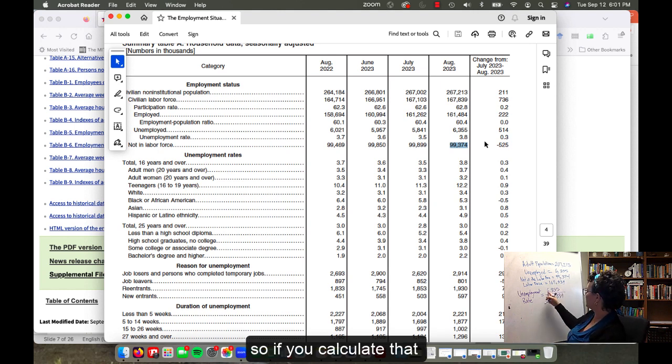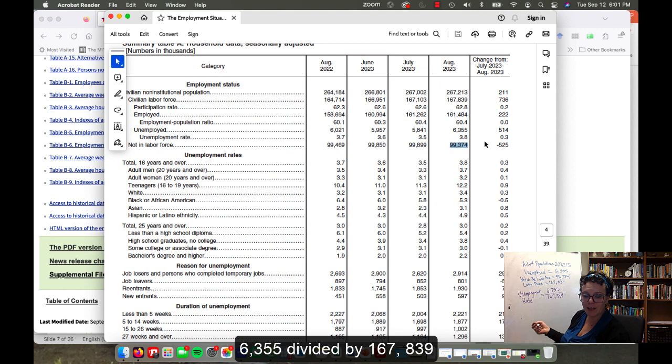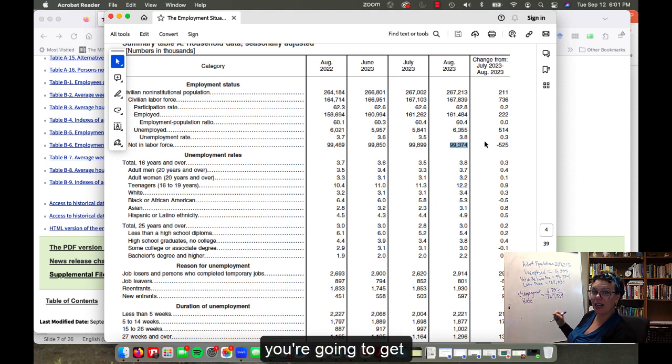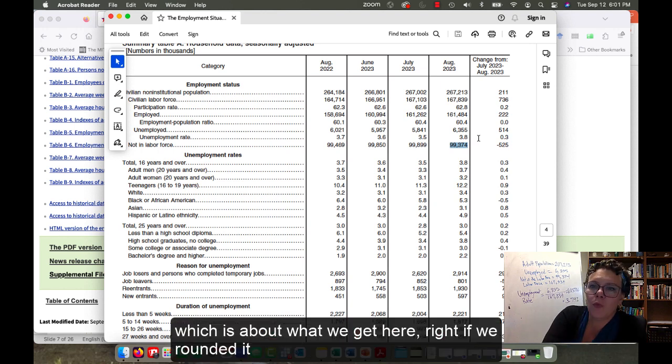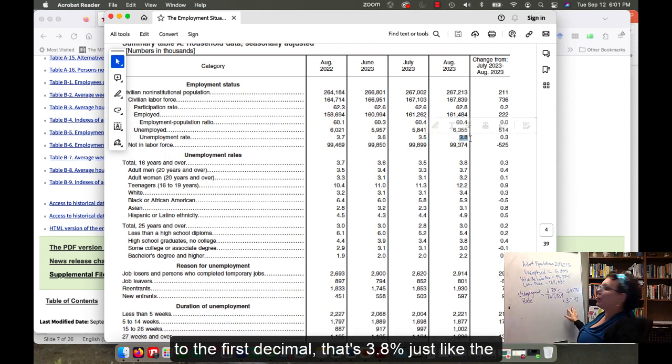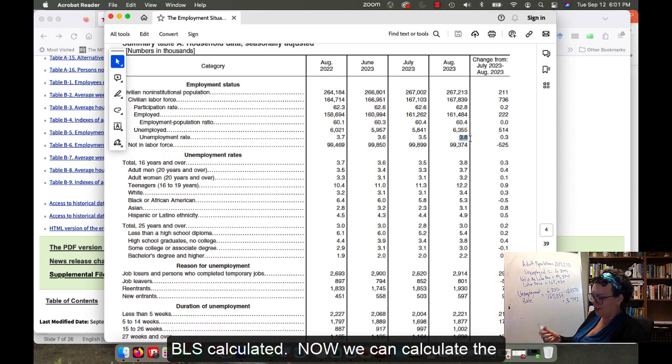So if you calculate that, 6,355 divided by 167,839, you're going to get 0.03786 or so. If we multiply that by 100, we get 3.79 rounding up percent, which is about what we get here, right? If we rounded it to the first decimal, that's 3.8%, just like the BLS calculated.